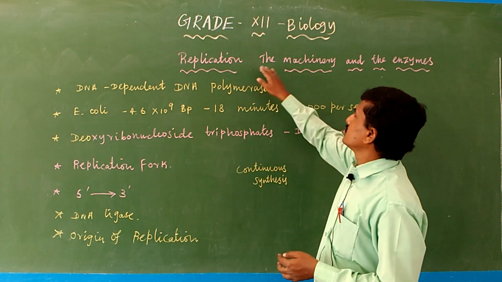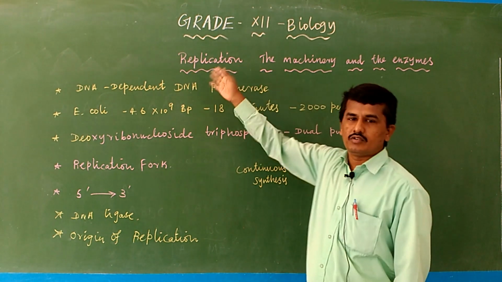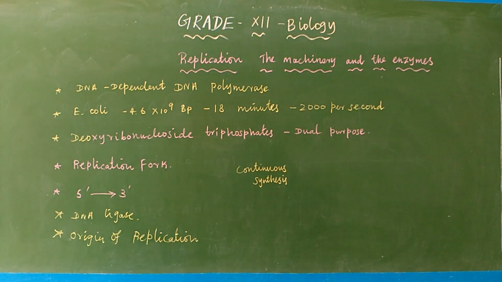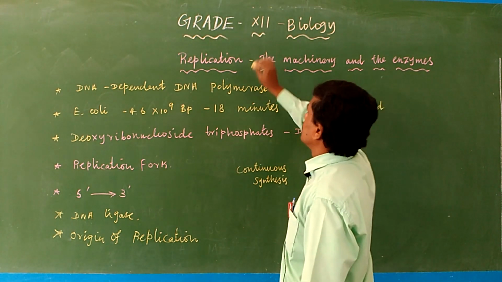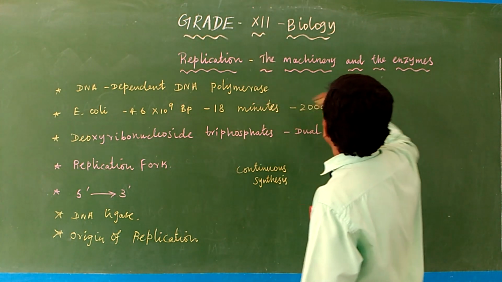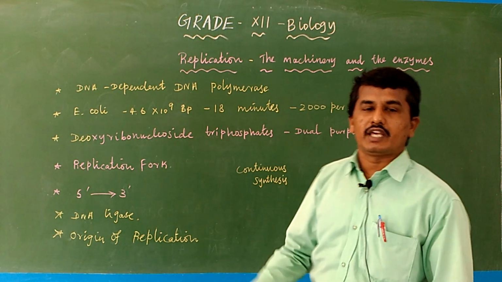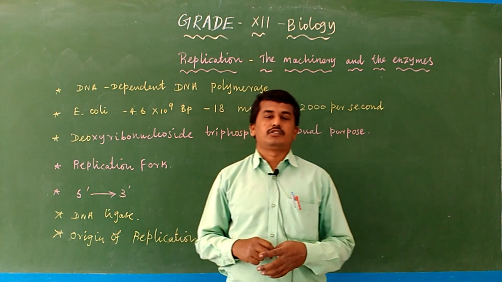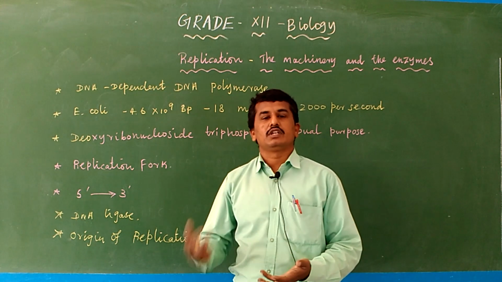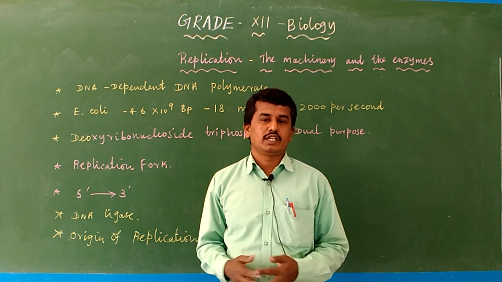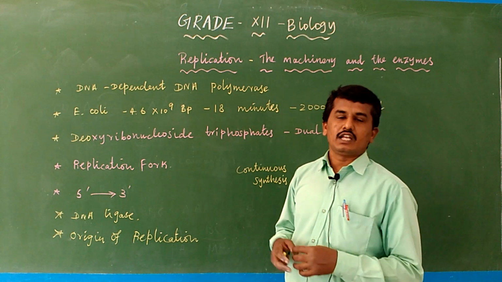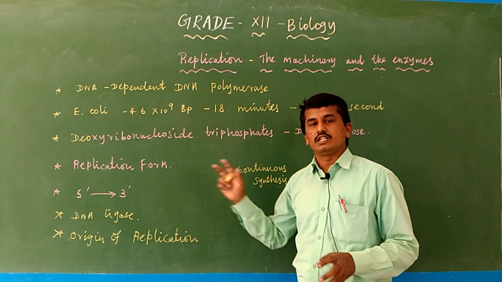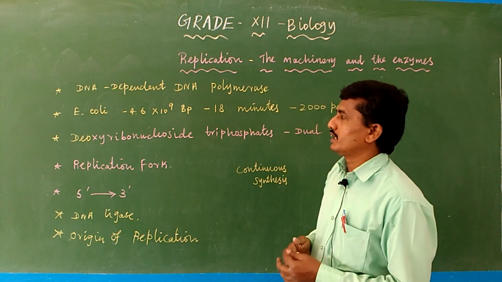Today, replication. Normally, replication means one DNA strand is copied into another DNA strand. That is replication. And the machinery and the enzymes: how the replication is done, what enzymes are involved in the process, how the replication takes place with the use of deoxyribonucleotides, and in which stage of the cell cycle the replication takes place. All these things are dealt with in the topic replication.